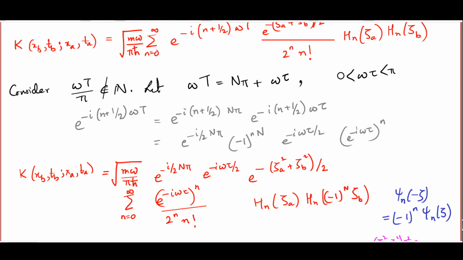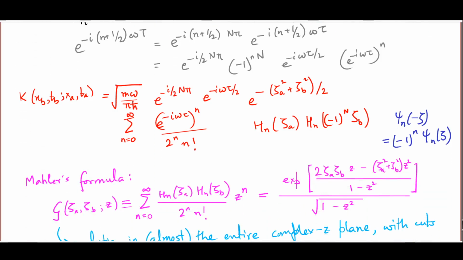Now, this looks exactly like the Mehler function. Let me remind you that the Mehler function was this generating function for the products of two Hermite polynomials, sum over n going from 0 to infinity of Hn of zeta a times Hn of zeta b by 2 to the n factorial times z to the n. This turned out to be equal to exponential of twice zeta a zeta b z minus zeta a square plus zeta b square z square by 1 minus z square whole divided by square root of 1 minus z square. We have seen how this formula is derived and used in the last lecture.